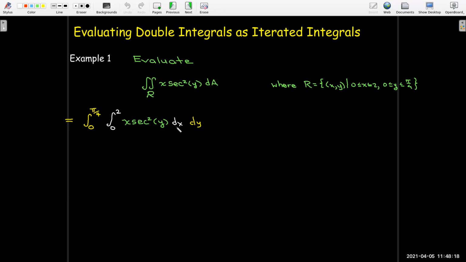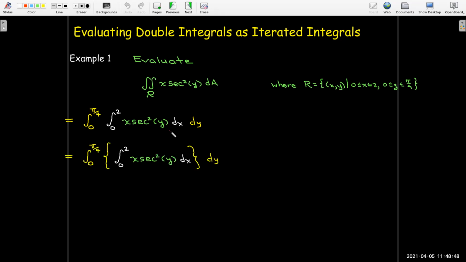So I can see that my bounds here on my inner integral, which is the x integral, are 0 and 2, which correspond to my x values. The outer integral is with respect to y, and the bounds on the outer integral are y values. So I need to find the partial antiderivative of the inside.